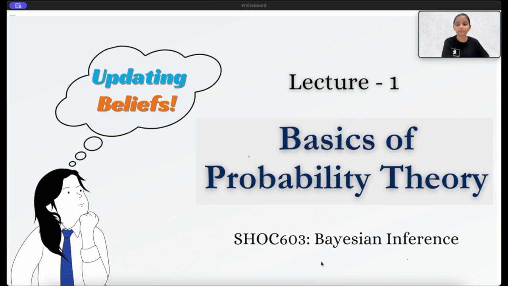So for understanding the concepts of Bayesian inference, the very first thing we need to do is understand the basics of probability. If you know the concepts of probability theory, it's a plus point for you, but if you don't, take relief. We will be discussing all the concepts of probability theory that we are going to use in Bayesian inference. So let's start.